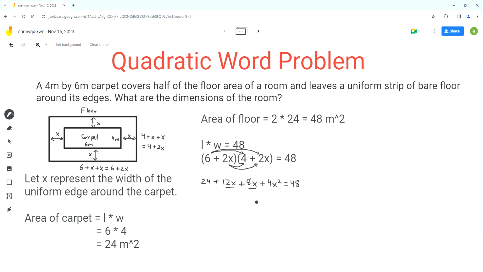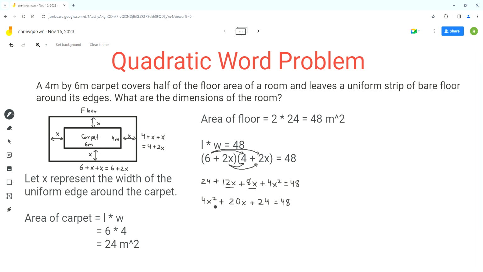And we can arrange these terms in the decreasing order of the power on the variable. So we can start with the highest degree term, which is 4x squared. And now we can add 12 and 8, which is equal to 20x. And the 24 stays as it is, equals 48. So this is a quadratic equation because the highest power on the x is 2.